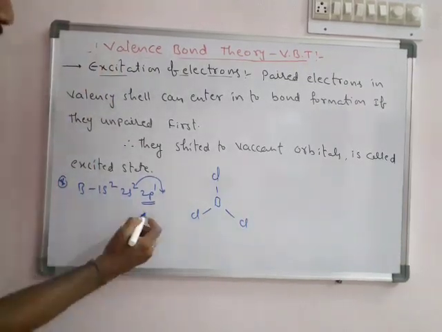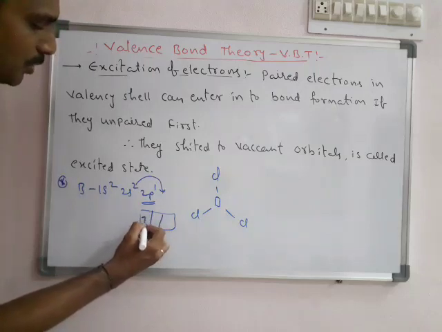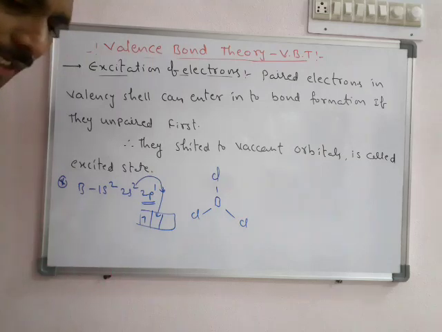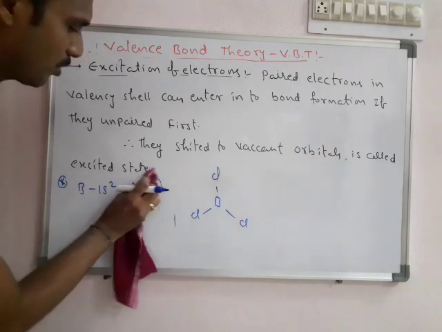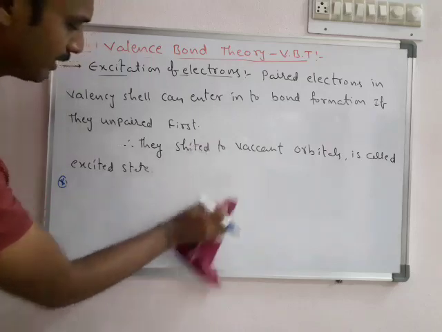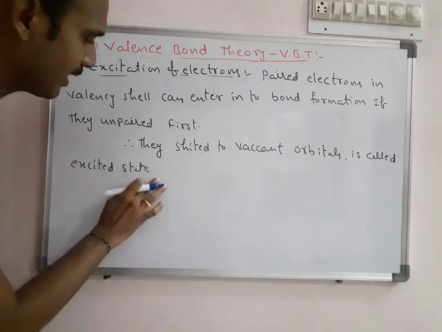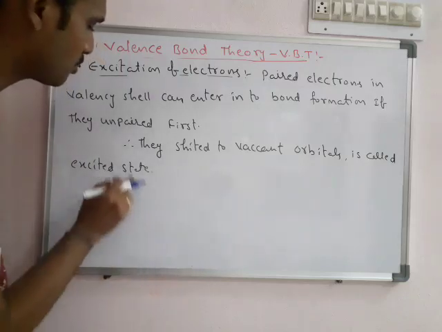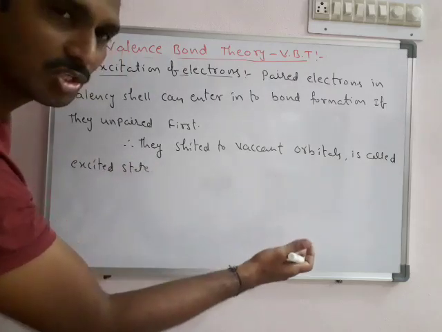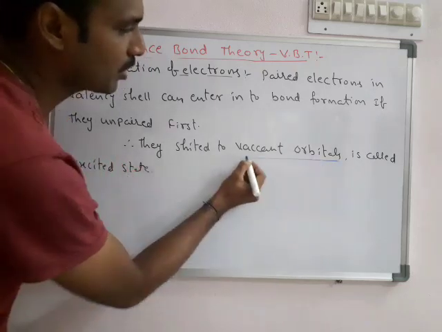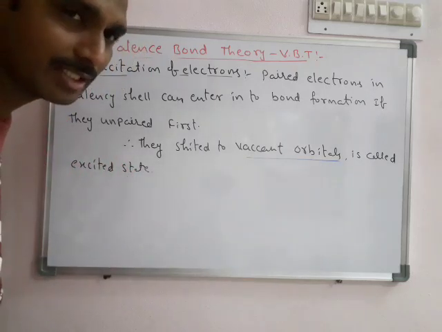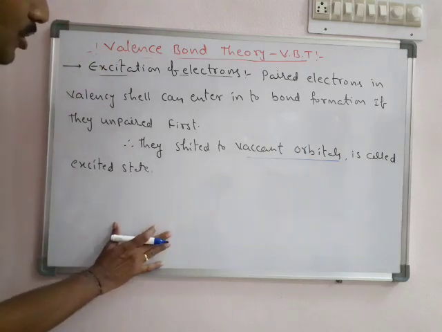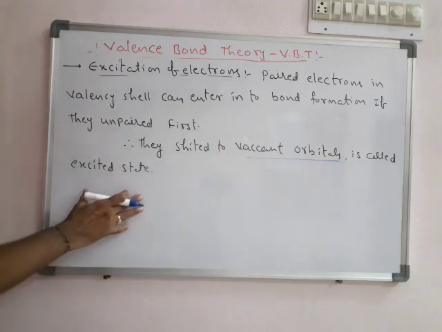So there is a vacancy, and because of the vacancy that electron entered into this. So boron can form 3 bonds. This excitation of electron leads to what is called the excited state. To form bonds, they shifted to vacant orbitals. The main point is that vacant orbitals must be available, otherwise it is not possible. So electrons shift to vacant orbitals, that is called excitation, and that state is called the excited state.